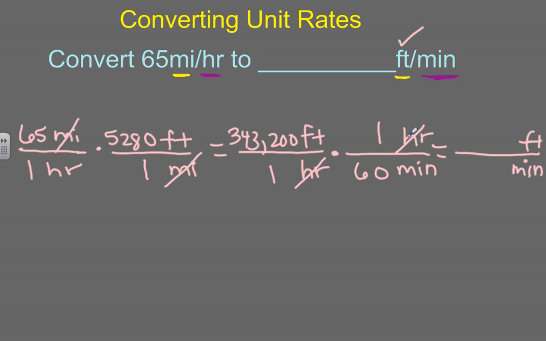Now I can go ahead and multiply across. So I have 343,200 times 1 right there just gives me 343,200, and then 1 times 60 gives me 60 minutes. So now I have my final units. I have feet, check. I have minutes, check.